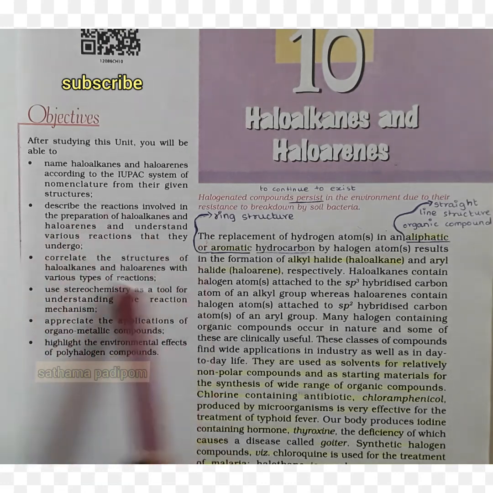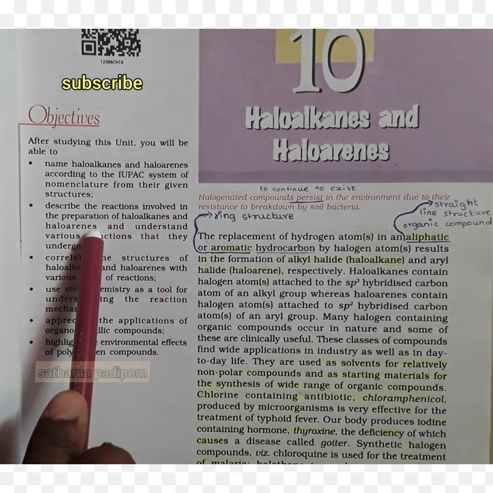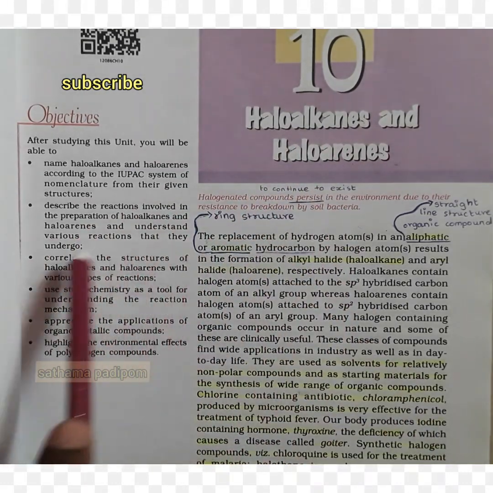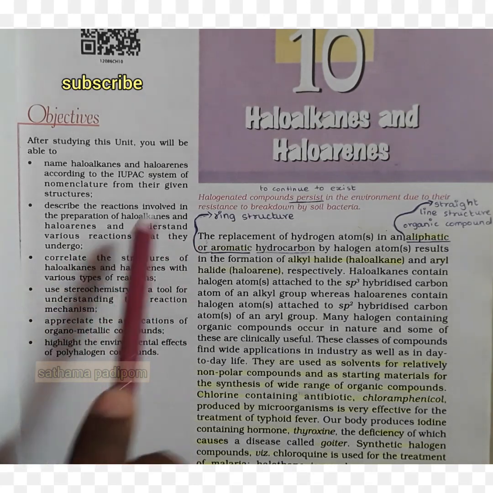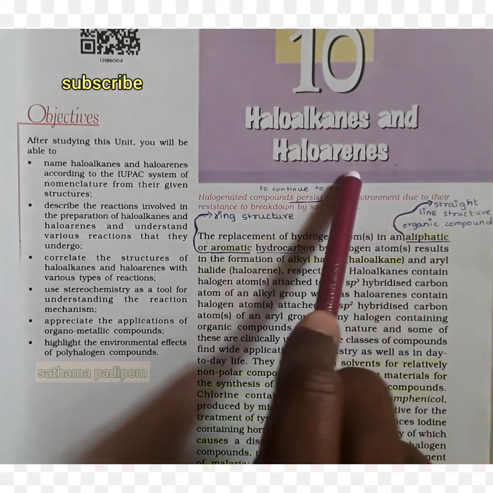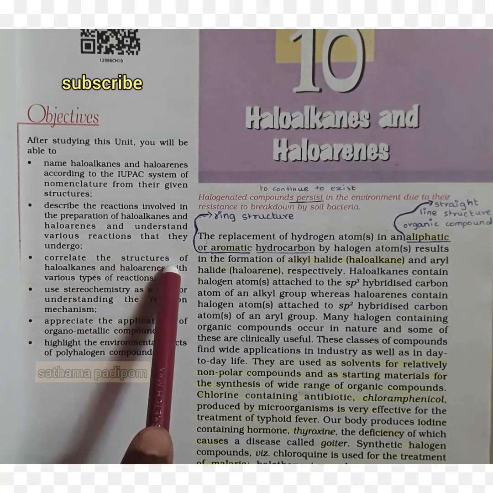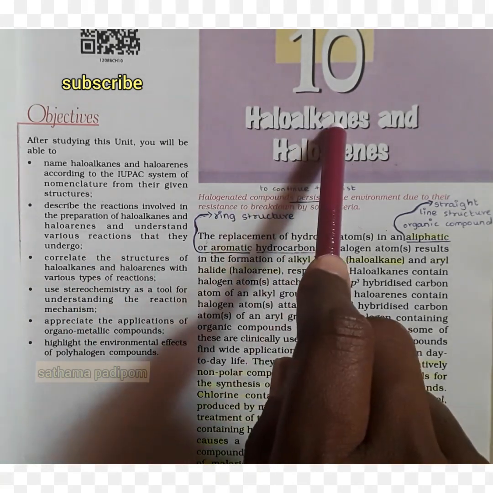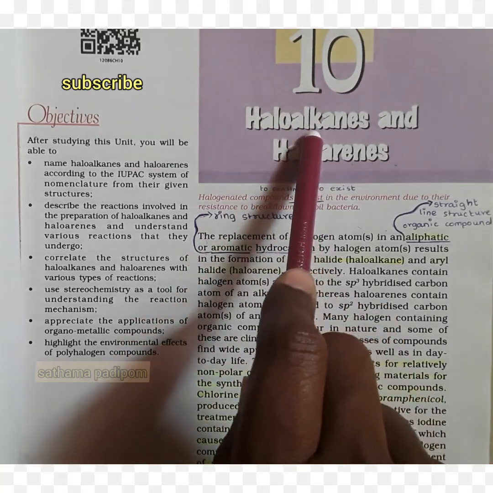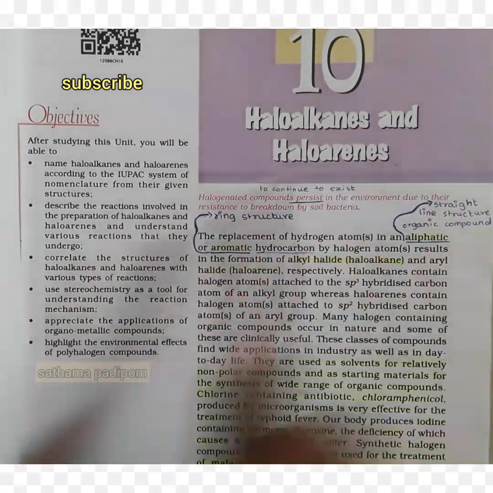at the end of this chapter you are going to describe the reactions involved in the preparation of haloalkanes and haloarenes and understand various reactions that they undergo. So what are the reactions involved in the preparation of haloalkanes and haloarenes? Okay. Next you are going to correlate the structures. So what is the difference between the haloalkane structure and haloarene structure? Where do the structural changes happen? Those things you are going to look at, the structure.